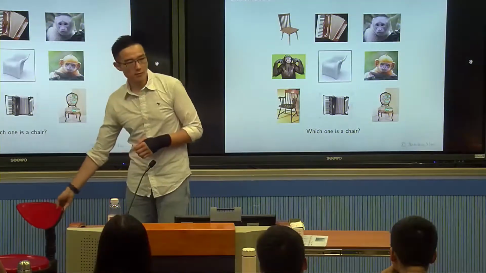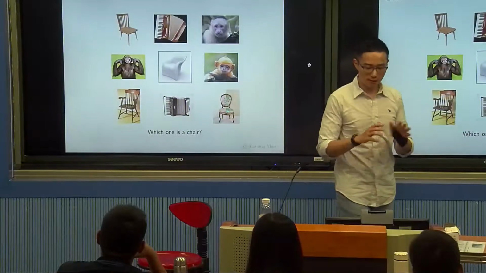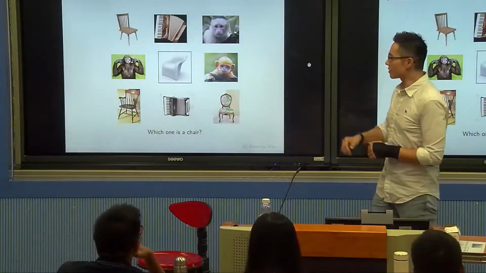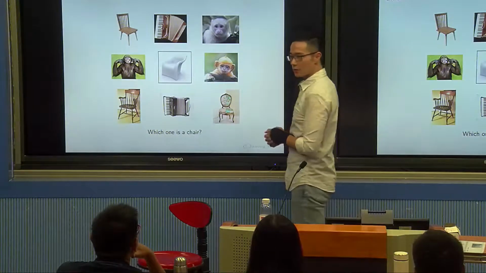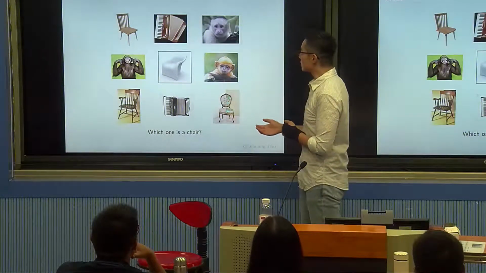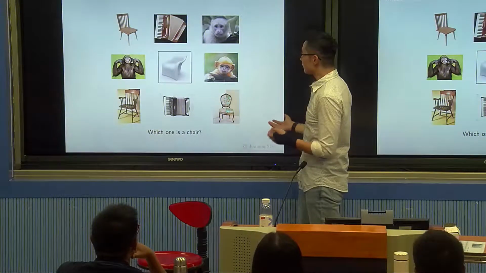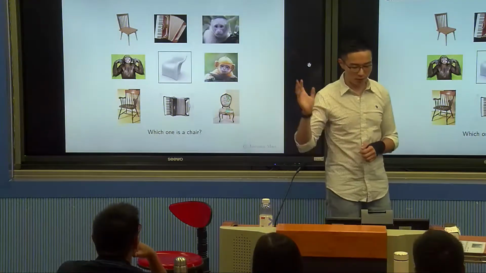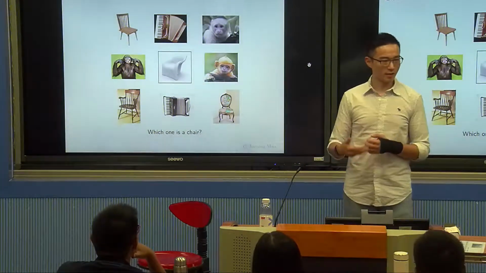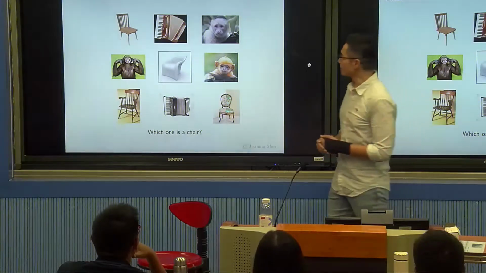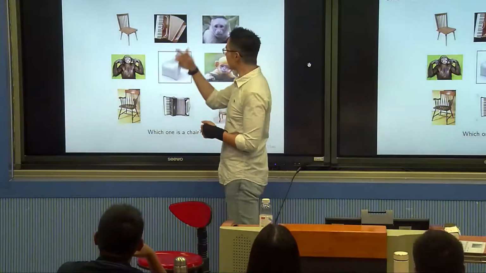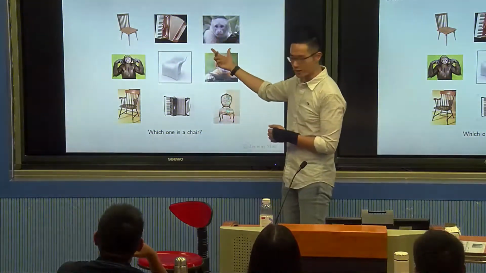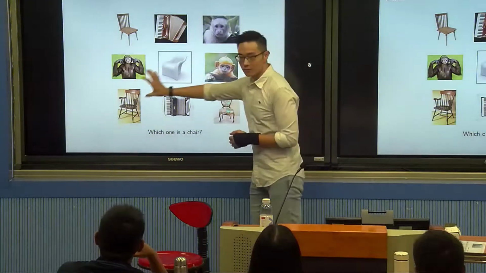Let's first look at an example that's completely irrelevant to economics. This is a classic example in what computer science does, which is how do we discover which one is a chair? Suppose I give you all these images, and I want to recognize which one is a chair. Is this a chair? Yes, this is a chair. Is this a chair? Probably not. This is certainly not a chair. Well, this one is a chair.